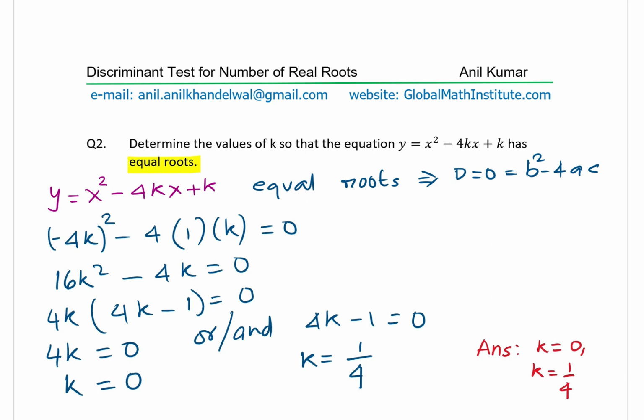Is that clear to you? So for both these values, we'll have equal roots, right? So we'll have equal roots for k equals these two values.